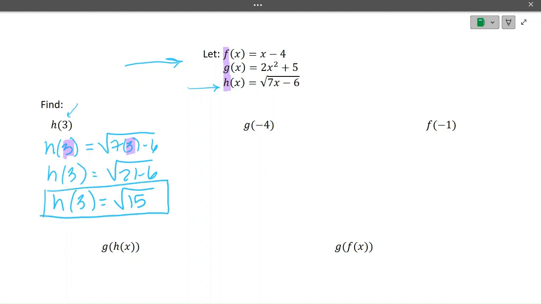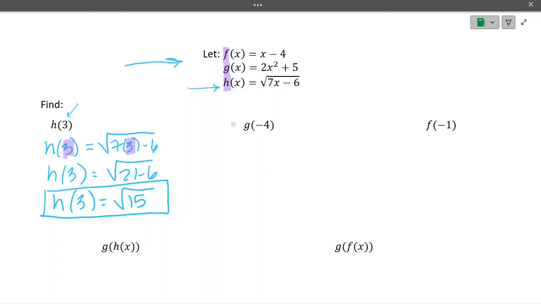You could always put that in and get a decimal if you want, but root 15 is going to be a very long decimal. One of the reasons we like this notation in math is it tells me that when I looked at function h and I plugged in the value of 3 for x, I got out root 15. So you end up with your coordinates. All right, let's do another one.